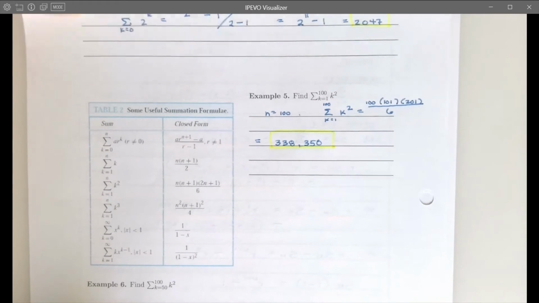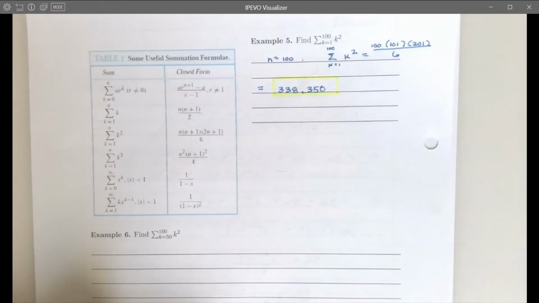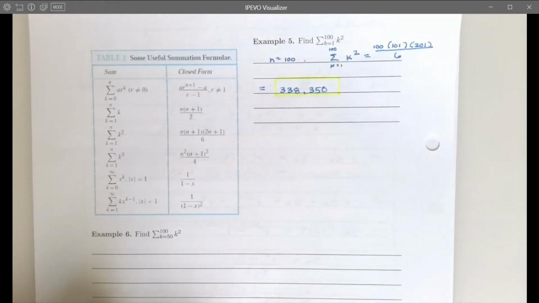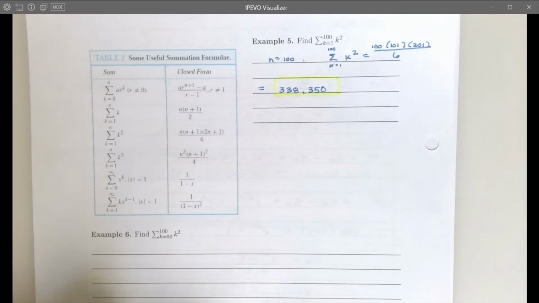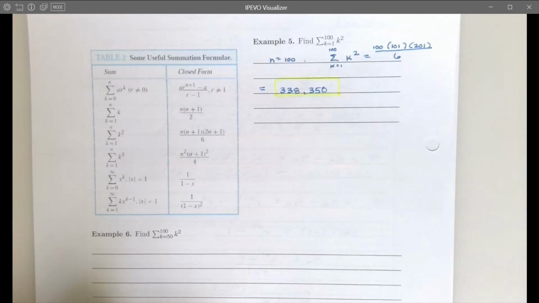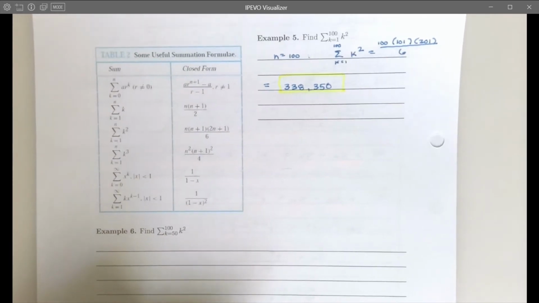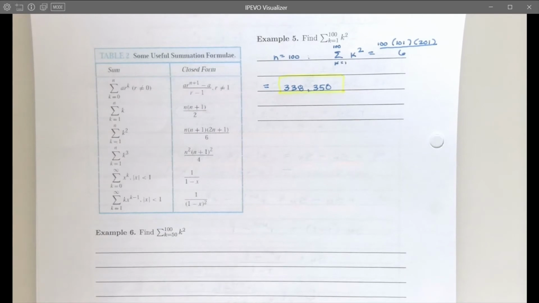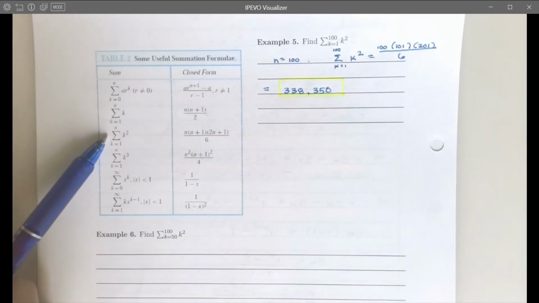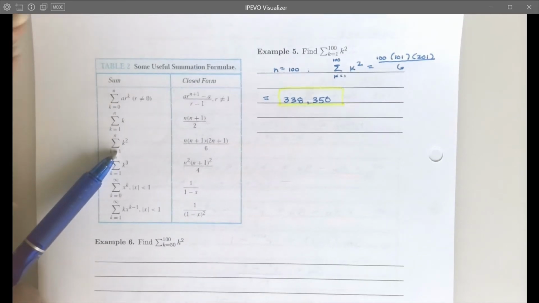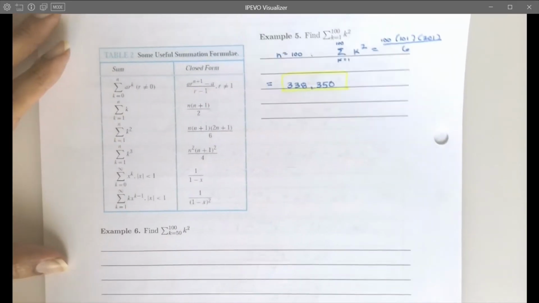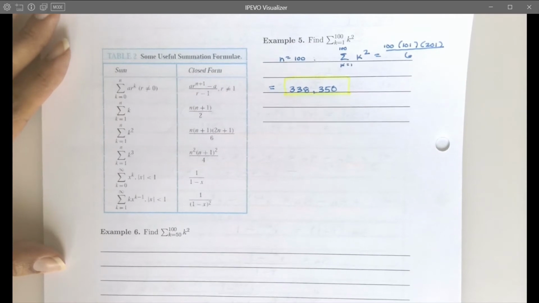Alright, example number 6 looks very similar to example 5. They want us to calculate the sum, k equals 50 to 100, of k squared. So we have the same ending index, we have the same argument, k squared, but we don't have the same starting index. And these formulas have to be applied only when you have the same starting index. If you don't have the same starting index, then you can't directly apply them.